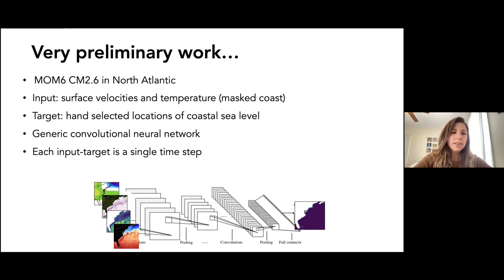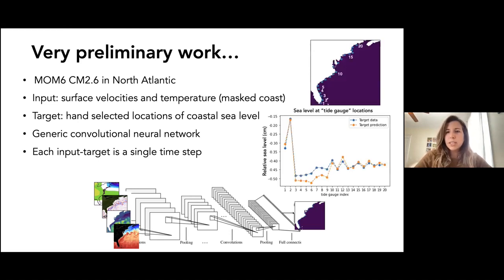The target data is just hand-selected locations of coastal sea level. So I really just randomly picked 20 points along the coast, and I chose the sea level at those locations, and that was pairing the data. So I've got tide gauge locations of sea level and input of surface measurements. In this case, it's velocities and temperature. I used a very general convolutional neural net. It's important to note also in the context of causality, which was discussed earlier this week, each input and target pair is a single time step. And this is something that I'll bring up in a little bit.